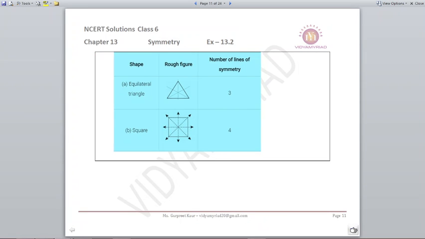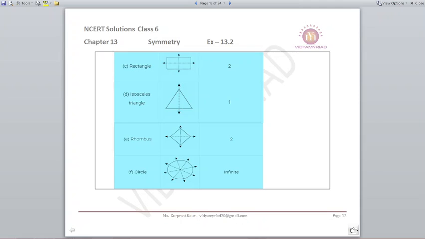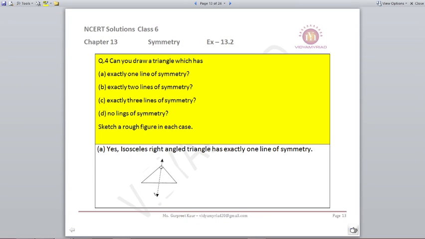Let's talk about a square. In the case of a square, definitely there are 2 diagonals, one standing, one sleeping in the center. So 4 lines of symmetry can be drawn over here. In a rectangle, we can draw only 2 lines of symmetry. In the case of an isosceles triangle, there is only one way to make it equal. In the case of a rhombus, 2 lines can divide it into parts, and in a circle there can be infinite lines passing through the center as a diameter, so we will write it as infinite.